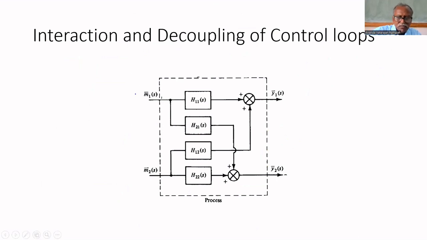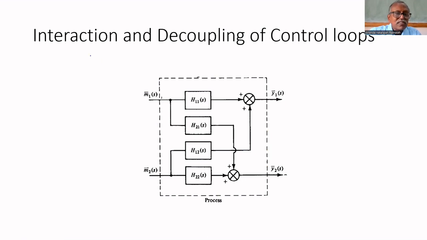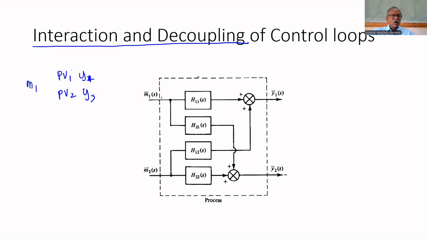Interaction. This way we can select 4 manipulated variables to control 4 process variables. These are the manipulated variables selected by qualitative analysis. Next, what is interaction and how it can be analyzed, that we will see now. Already we have seen that if M1 is the manipulated variable and Y1 and Y2 are two process variables, suppose you are controlling Y1 by manipulating M1, then for change in M1, any change in Y2 is called interaction.